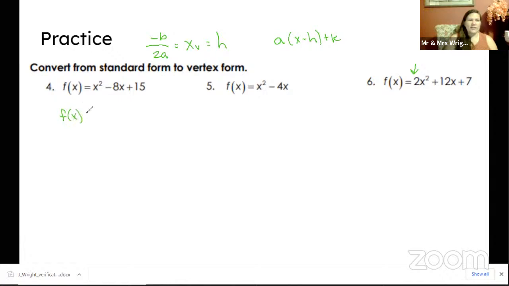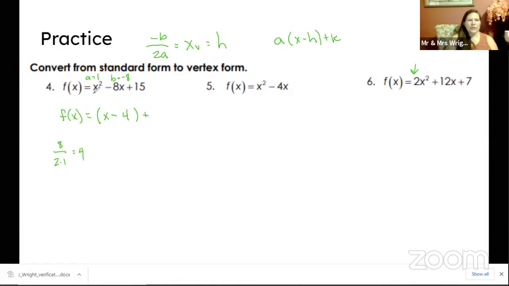So f of x is, I don't need to put anything down for 1 because it's just 1 with math. You know, when you multiply by 1, you get to drop that. So x minus, and I'm going to fill in the h, and then I'm going to plus, and here's where my k is going to go. So if a is 1 and b is -8. So let's look at my formula. The opposite of b, so positive 8, divided by 2 times a, 2 times 1. All right, that's 8 divided by 2, which is 4. So 4 is going to go right there.